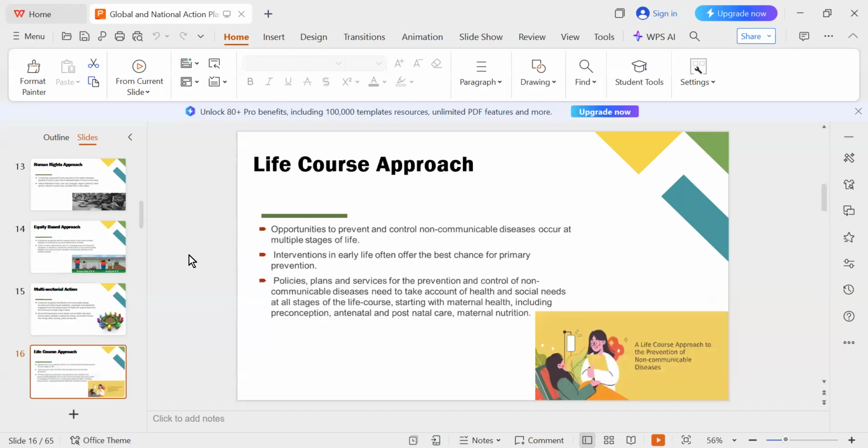Life course approach. Opportunities to prevent and control non-communicable diseases occur at multiple stages of life. Interventions in early life often offer the best chance for primary prevention. Policies, plans, and services for the prevention and control of non-communicable diseases need to take account of health and social needs at all stages of the life course, starting with maternal health, including preconception, antenatal and postnatal care, and maternal nutrition.